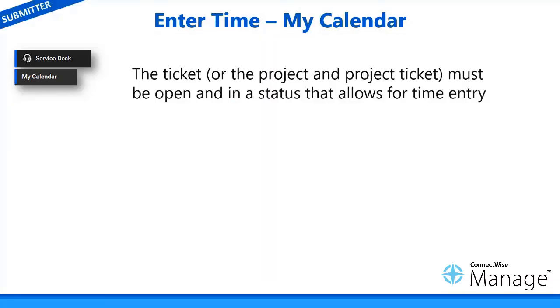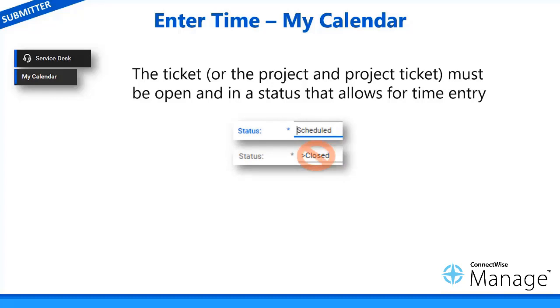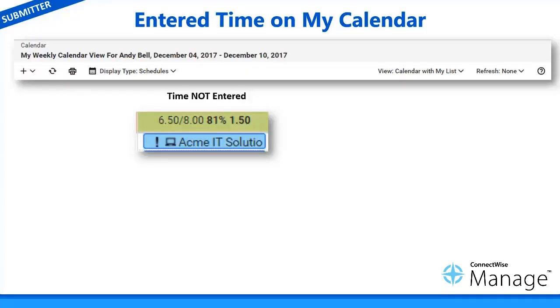For you to enter time in your My Calendar screen, the ticket or the project and the project ticket must be in a status that allows for time entry. For example, the scheduled status is an open status. The closed status will not allow for time entry.